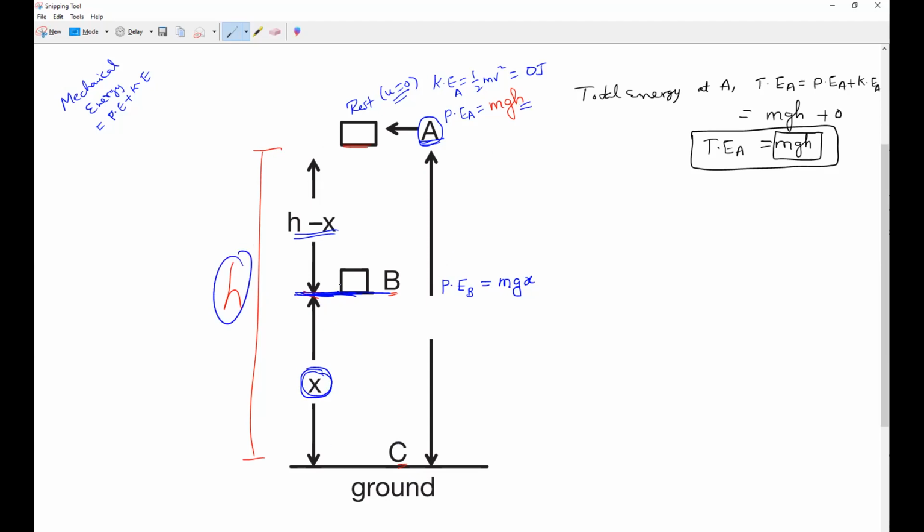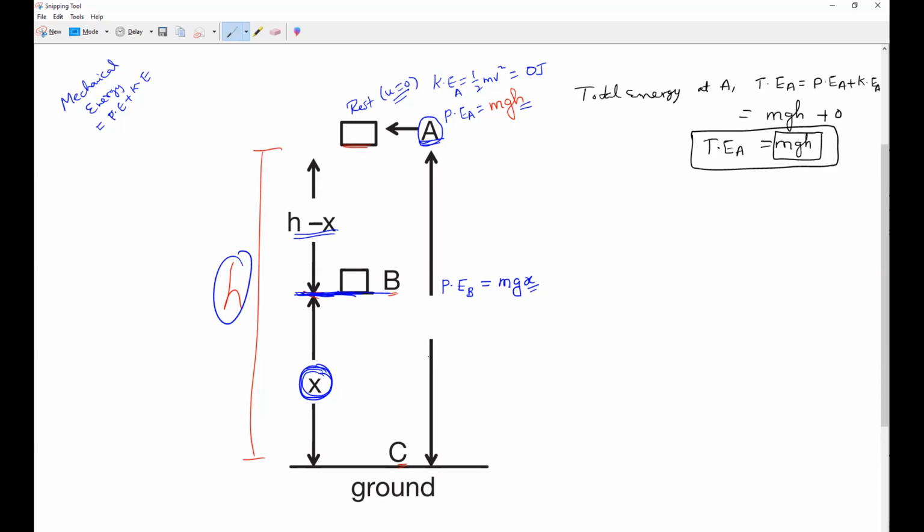Now at what height it is? X meters height. Understanding? So it has already traveled a certain distance and come to X meters above the ground. So potential energy at B point is mgx. Is it okay? Clear? Yes, sir.